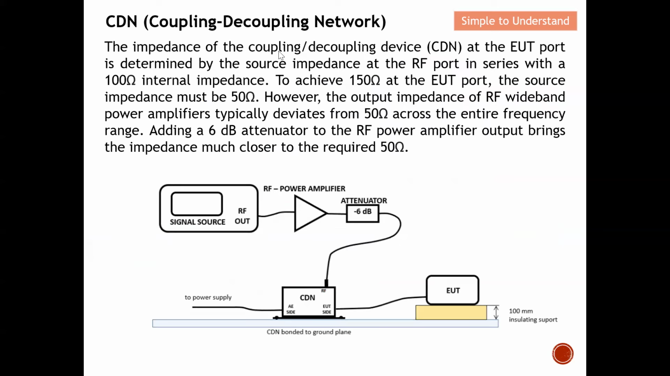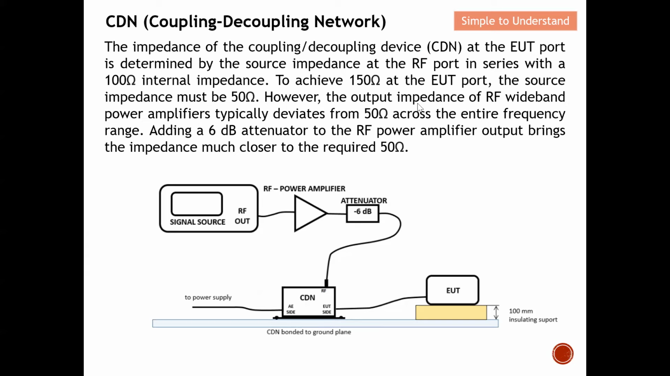The impedance of the coupling decoupling device at the EUT port is determined by the source impedance at the RF port in series with a 100 ohm internal impedance. So over here, this is 100. As long as we have 50 and 100 in series, they achieve this 150 ohm at the EUT port. Therefore, we need to ensure that this source here must be equal to 50 ohm.